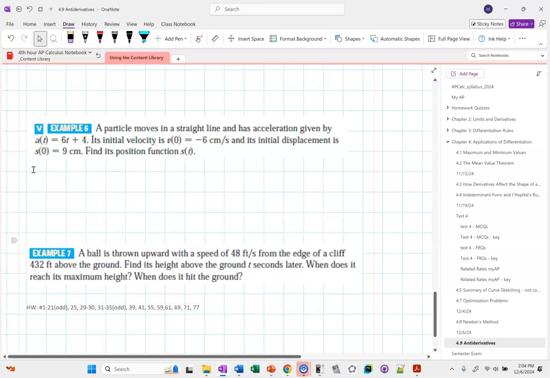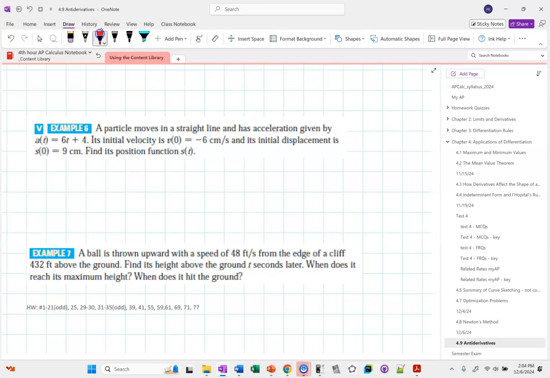Next example says a particle moves in a straight line and has acceleration given by a of t equals 6t plus 4. Its initial velocity, v of 0, is -6 centimeters per second, and its initial displacement, s of 0, is 9 centimeters. Find its position function, s of t. What do I have to remember about the relationship between acceleration, velocity, and position? Yeah, they're all derivatives of each other, right? Velocity is the derivative of position. Acceleration is the derivative of velocity. So we want to find the antiderivatives up, right?